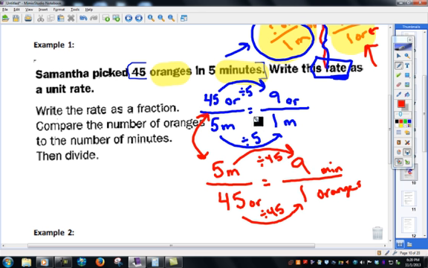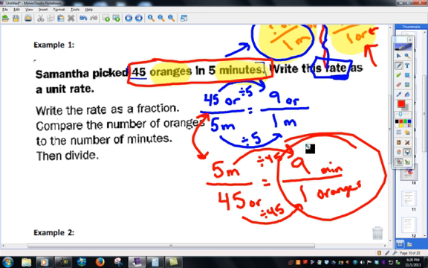And I say, no, does that even make sense? She picked 45 oranges in 5 minutes, and your unit rate is telling me that it took her 9 minutes to pick one? Come on. She didn't even spend 9 minutes picking. Let alone, in 5 minutes, she was able to get a lot more than one.